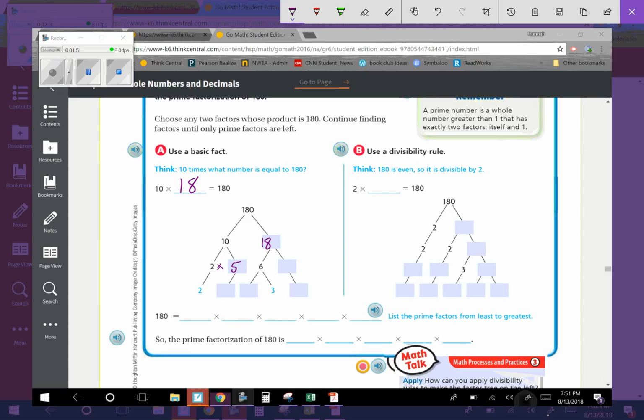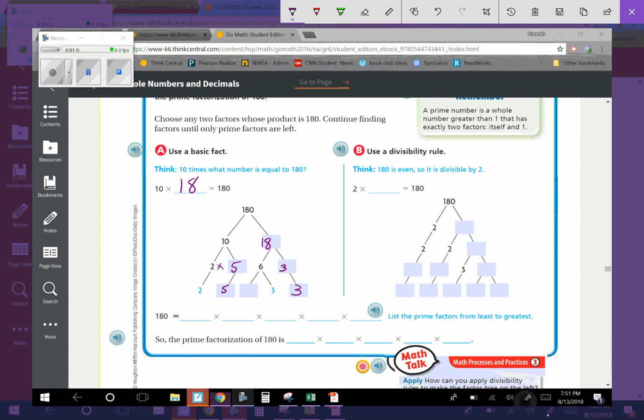Now looking down, 5 times what gives me 5? Well, only 5 times 1, which means we're going to just carry down that 5 because there's nothing else. I can't put a line here because 5 is prime. Same thing with the 2. They brought that 2 down because 2 is also prime. Now we're going to look over here on the right side with that 18 because we didn't finish there. 18 is not prime because 6 times what gives me 18? That's 3. 3 times what gives me 3? Only 3 times 1 can be 3, so 3 is prime.